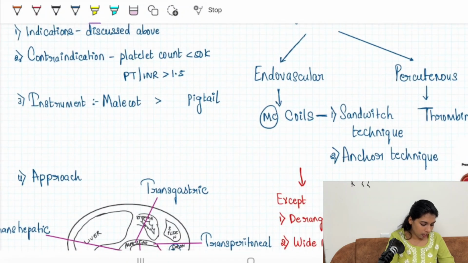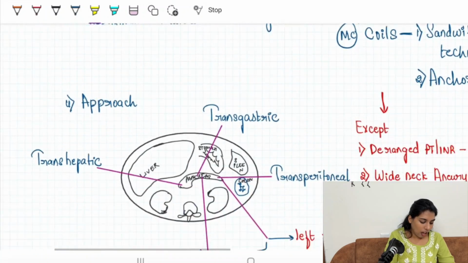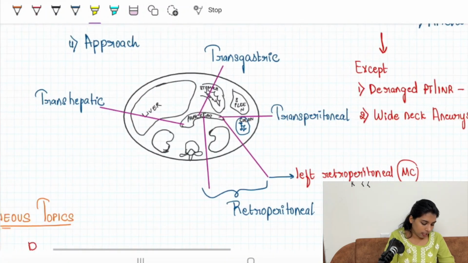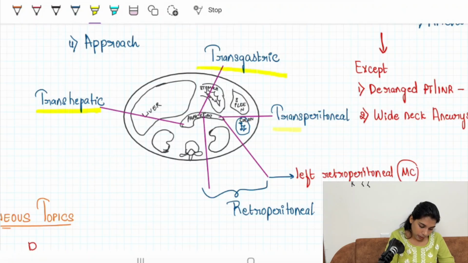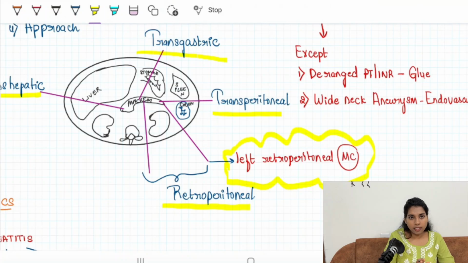Coming to the instruments, a Malecot catheter is more preferred when compared to a pigtail. However, because of its easy availability and easy usage, most of us radiologists use pigtail catheters. How do we approach this pancreatic collection? There are various approaches: transhepatic, transgastric, transperitoneal, and retroperitoneal. However, the left retroperitoneal approach is the most commonly used approach for draining a pancreatic collection.